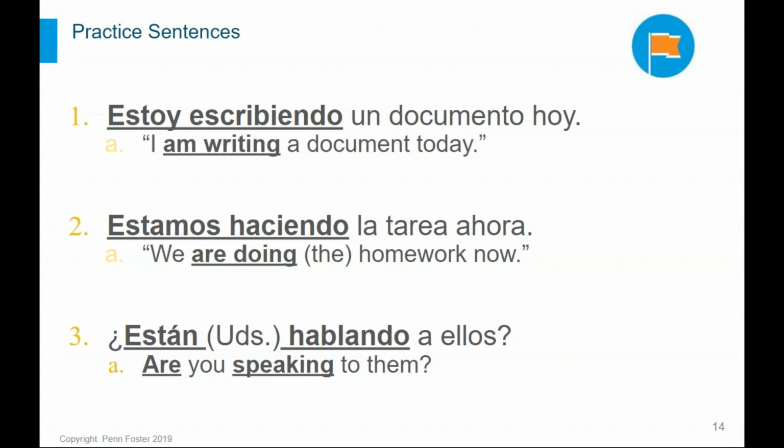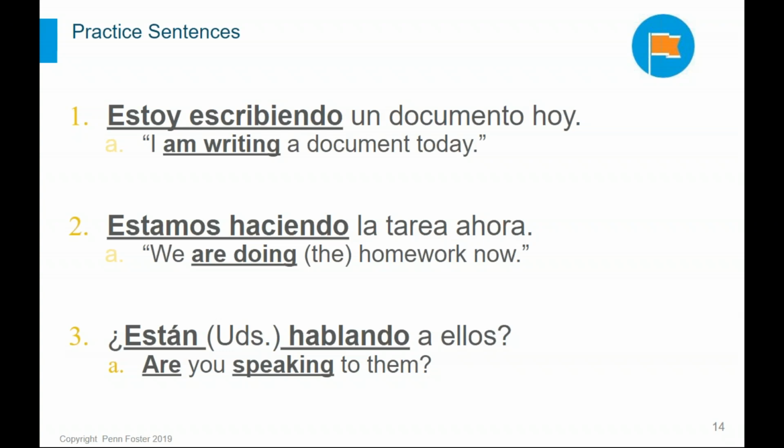Second one is an example I sort of mentioned earlier. We are doing the homework now. Since we are the subjects, now we're going to use estamos, both coming from the top right of our personal pronoun and conjugation charts. Hacer, H-A-C-E-R, is the verb to do. So we've dropped the ER and added IENDO again because ER and IR verbs, numbers 1 and 2, they share the same gerund ending.